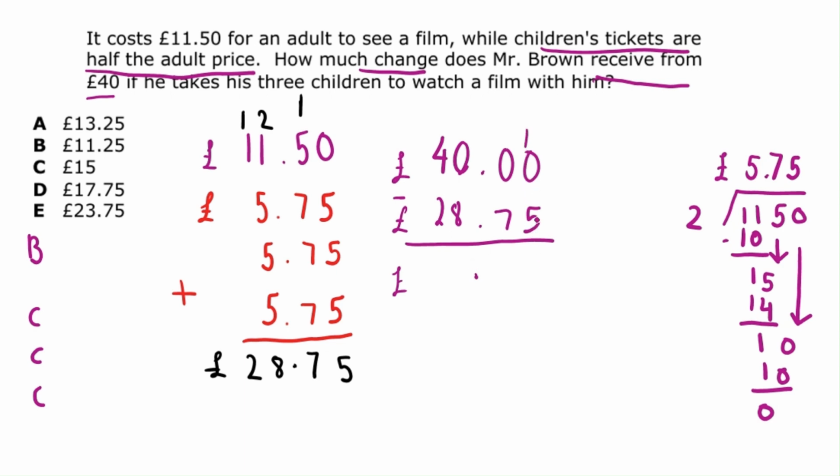That becomes 10. 10 minus 5 is 5 because we borrowed that. It's 9 minus 7 equals 2 because we borrowed that. 9 minus 8 equals 1, and because that's a 9, 3 minus 2 is 1. So we know the change from £40 is £11.25, which we can find in B.